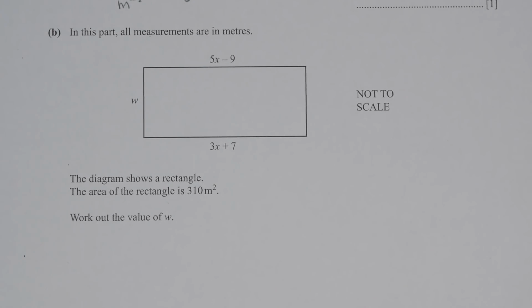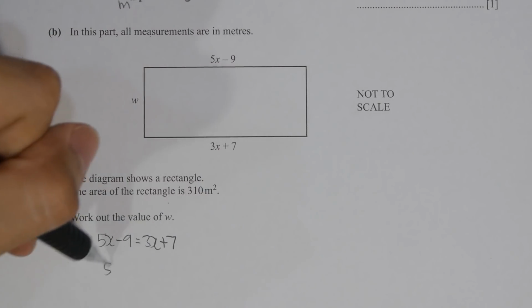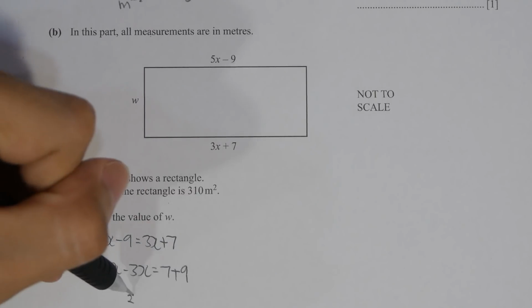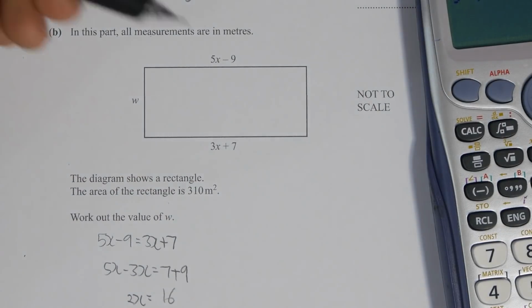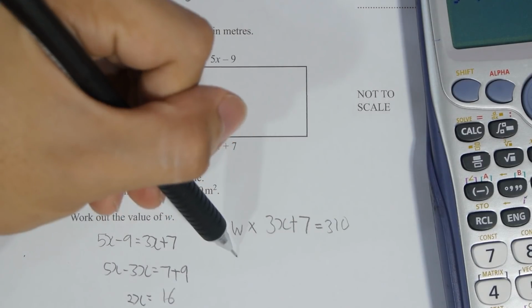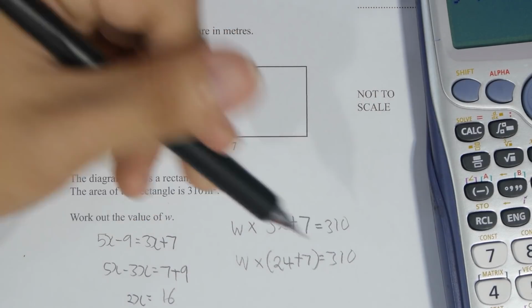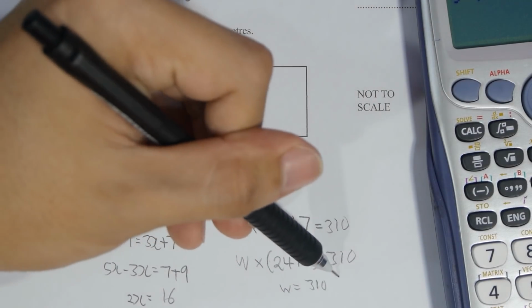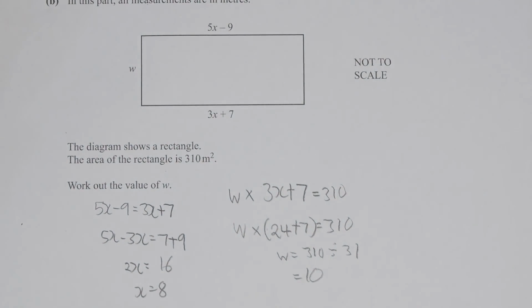Moving on to part B, first you need to identify the characteristics of a rectangle, which means that 5x minus 9 will be equivalent to 3x plus 7. So with that being said, you can now identify that x is equal to 8. When you take w multiplied by either one of the sides, you will get the result of 310. So substitute the 8 value into the formula, then you will get 310 divided by 31. You will get w as 10.